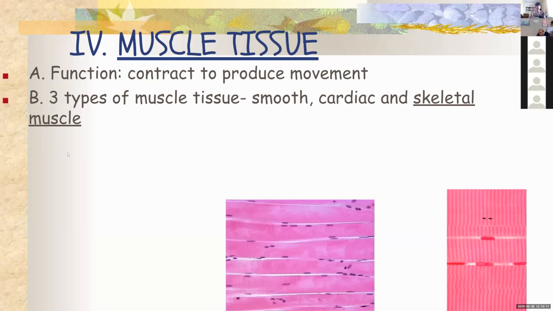We're not going to worry about smooth muscle or cardiac muscle until we get to the circulatory system and the heart. Then we'll learn a little bit more about them, and also the digestive system too. I want you to focus, when you're thinking about muscle tissue, just think about skeletal muscle tissue for now. And this is what skeletal muscle tissue looks like under the microscope.